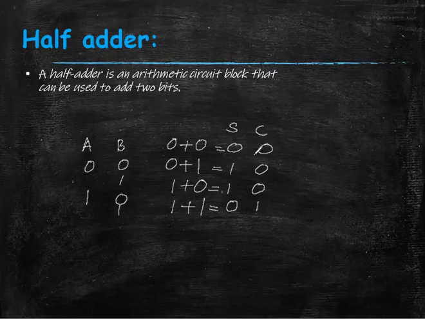Okay, then look here, 0 added with 0 gives a sum of 0 and a carry 0, and 0 added with 1, sum is 1 and carry is 0, and the next 1 added with 0, sum is 1 and carry is 0. Then lastly, when we add 1 with 1, the sum is 0 and the carry is 1.